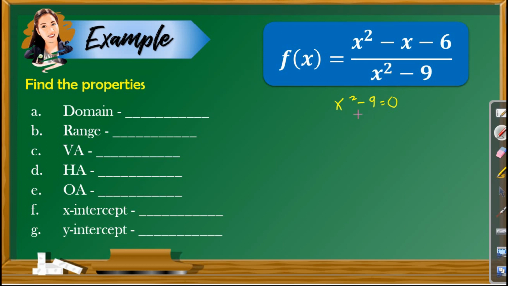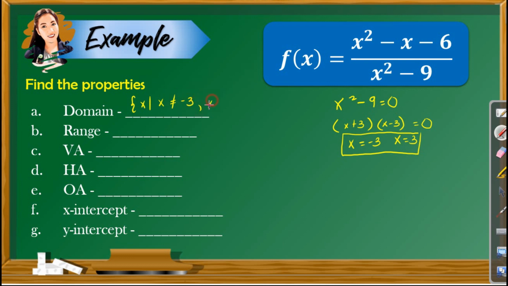Since this one is a difference of two squares, we need to find the factors, which are x plus 3 and x minus 3. To get the values of x, we need to equate this to 0. So we have x equals negative 3 from this, and x equals positive 3 from this. These are the two values that must be excluded in the domain. Therefore, x is not equal to negative 3 and not equal to positive 3.